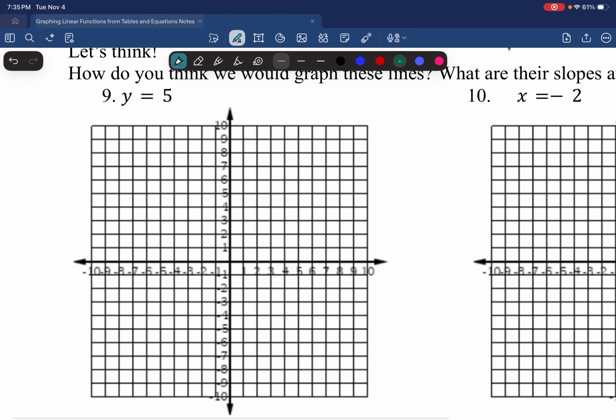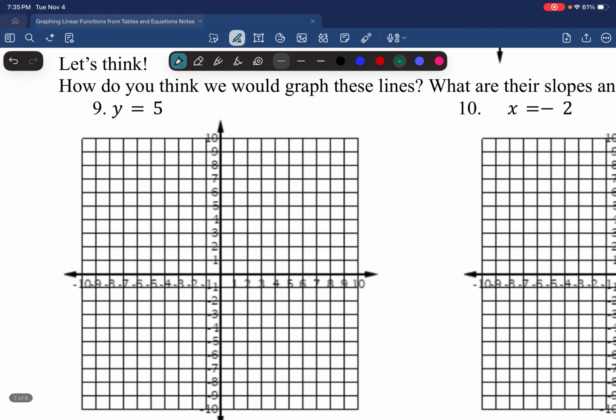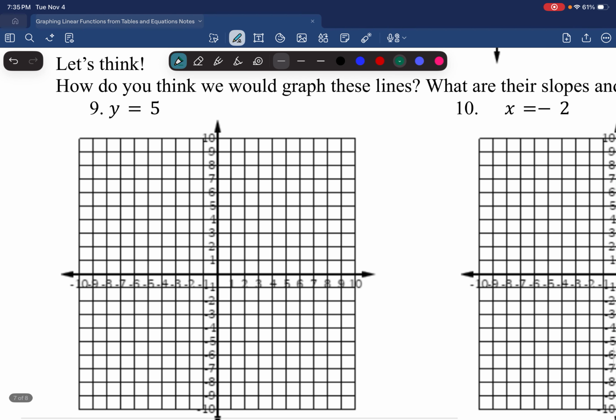So let's say I have these two lines. Let's start with number 9. If I have a line that is y equals 5, what does that look like? I'm 5 all the time. That's just going to be a horizontal line at y equals 5.